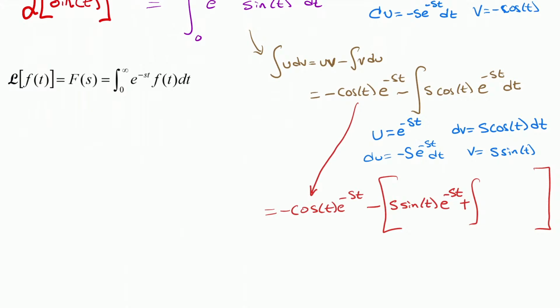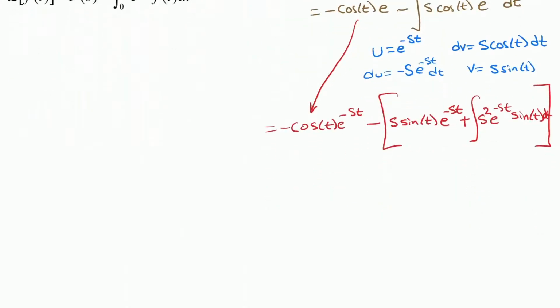Integral of v du, so this will be s squared. What am I doing here? Sorry, e to the negative st sine t dt. Okay, let me clean this up just a bit. Just give me a sec, because there's a lot going on here. We aren't going to do integration by parts again. Trust me, we're all done.